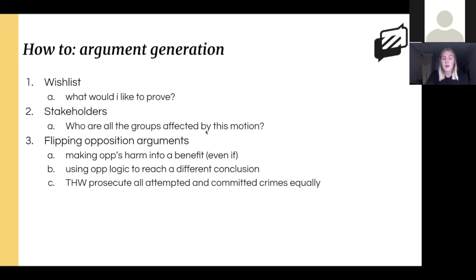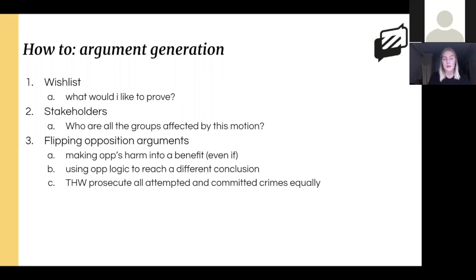So for example, especially I think in criminal justice motions, it is quite easy to flip the opposition benefits. A motion could be, this House will prosecute all attempted and committed crimes equally. An opposition team could argue that this probably means that more people are going to go to jail for a longer time, and this is really bad, and it hurts these groups of people, and maybe they're not going to get rehabilitated. On the other side, you can be like, okay, probably it is true that more people are going to go into prison. You can always obviously contest that part as well. But if you want to use this argument, you can be like, okay, more people are going to go to prison. How could that be a good thing?